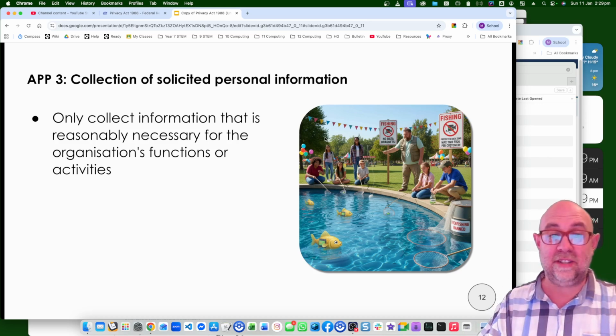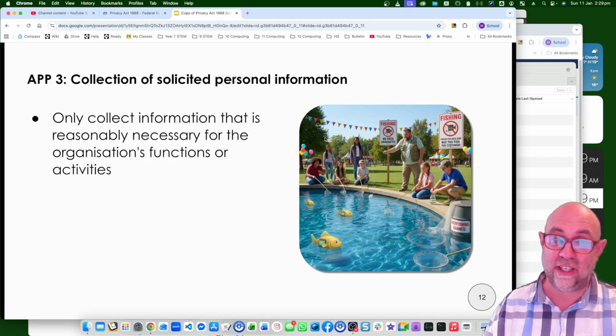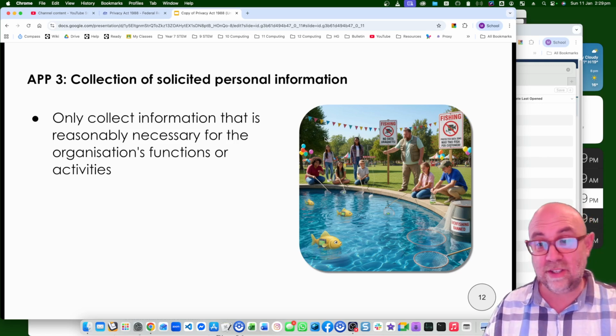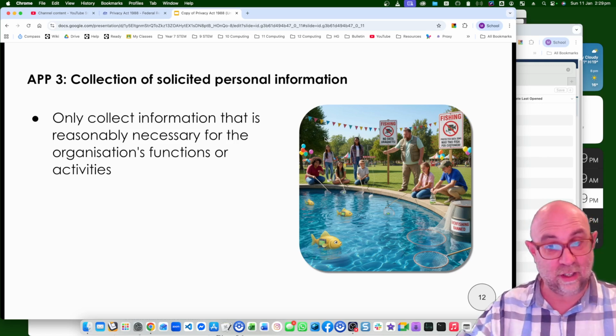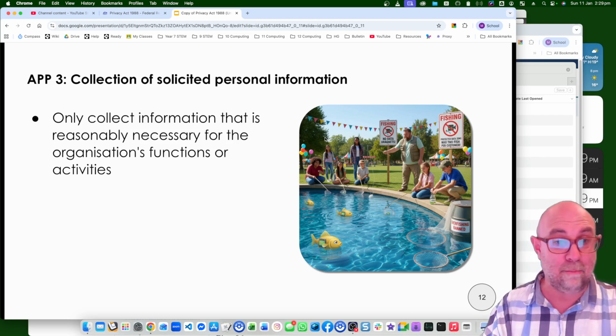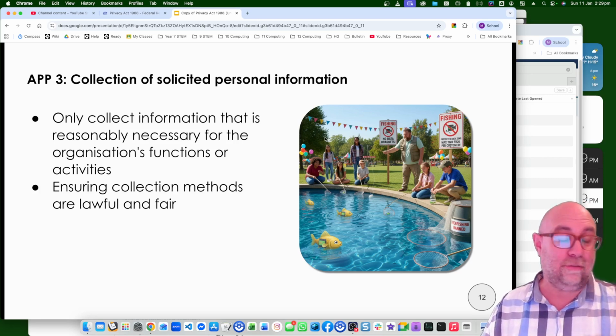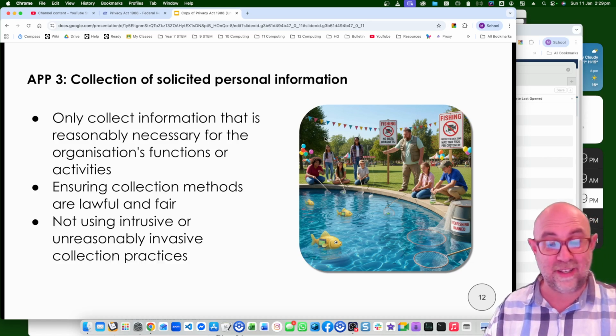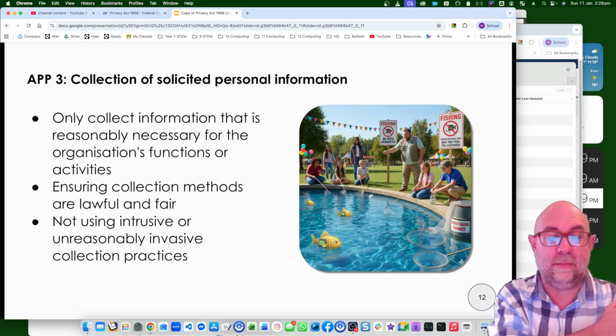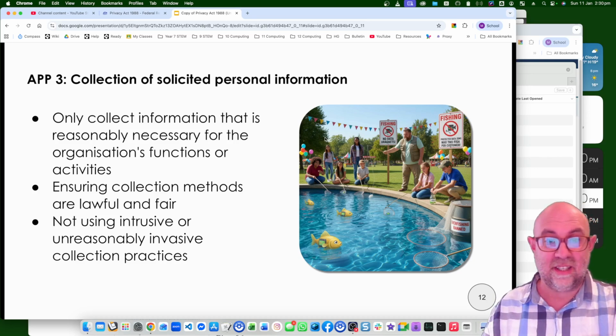You're only allowed to collect information that is reasonably necessary for the organisation's functions or activities. So, for example, on 42 Penguins, I ask you to give me an email address so that I can log you in, and I ask you to provide me with a name, but I don't verify that the name is true. So I'm just collecting what is reasonably necessary for it to function. You've got to make sure they're lawful and fair, and I suspect that that would be quite complicated depending on what you wanted to say. But again, I think for most reasonable people that would be fine. And then you're not using intrusive or unreasonably invasive collection practices.